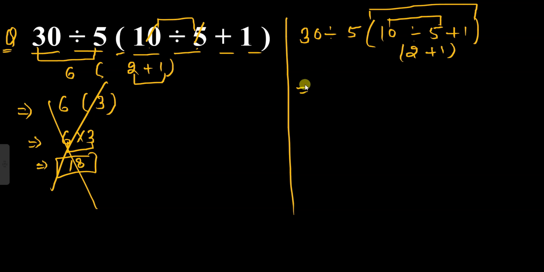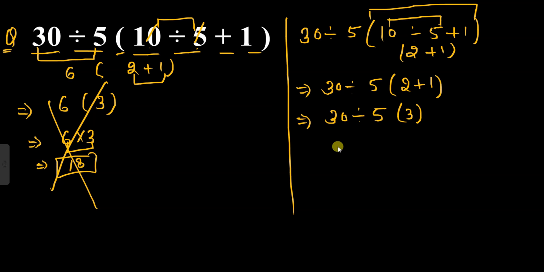Now, let's solve it further. 30 divided by 5, 2 plus 1. Let's solve further. Inside the brackets, 2 plus 1 will become 3. Then 30 divided by 5, we'll bring down the brackets. Let's do the multiplication. Multiply by 3.